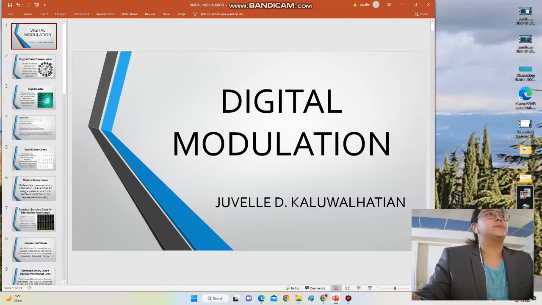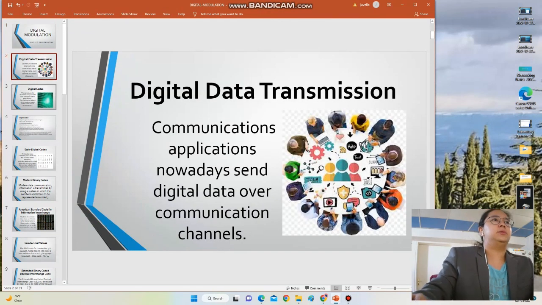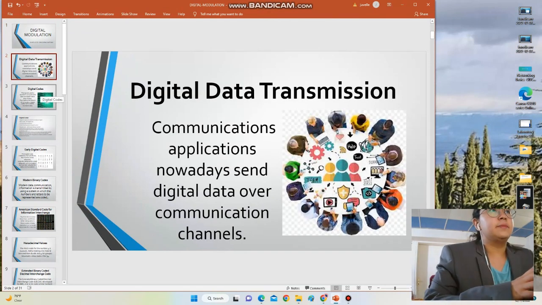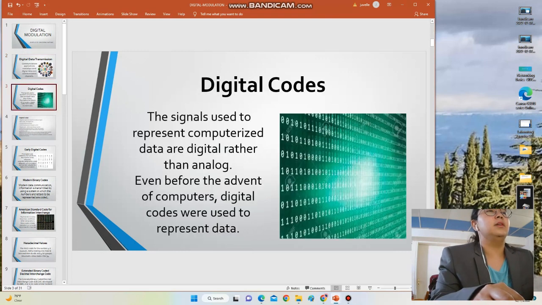So let's proceed. Digital data transmission. Communication applications nowadays send digital data over communication channels. Digital codes: the signals used to represent computerized data are digital rather than analog. Even before the advent of computers, digital codes were used to represent data.